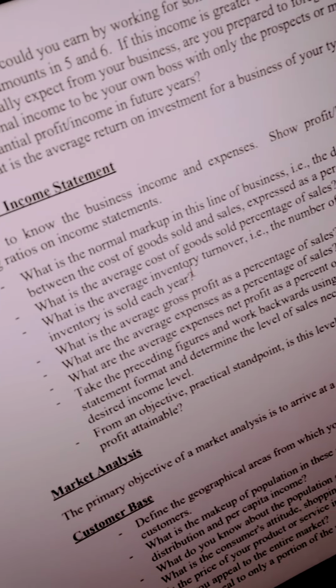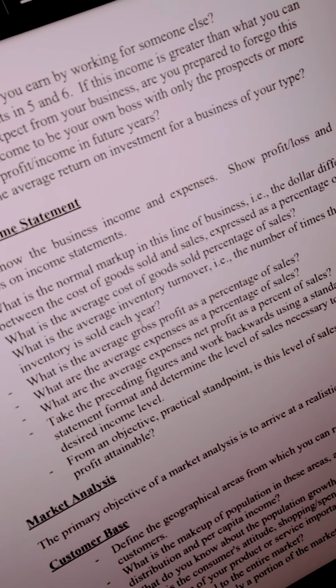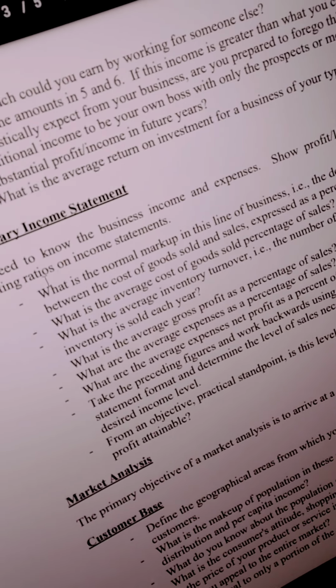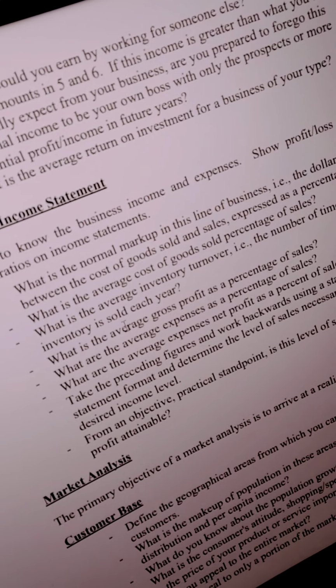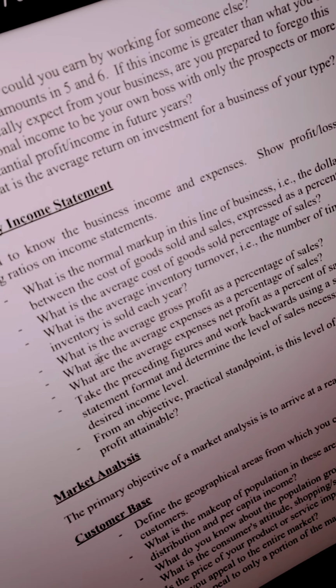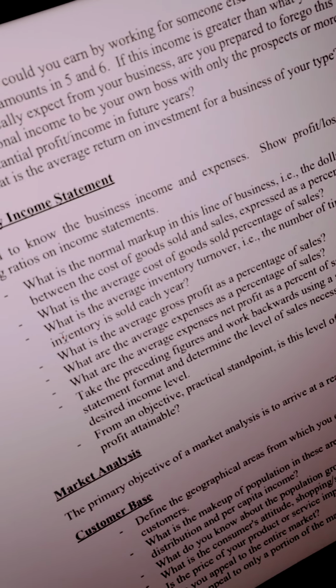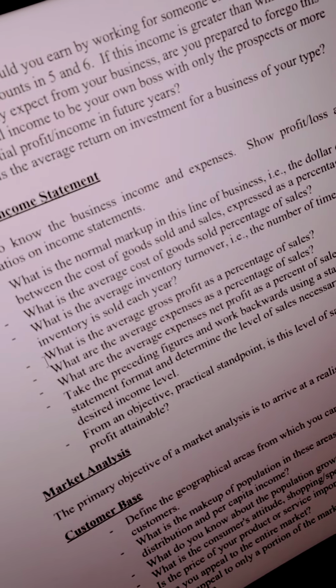What is the average inventory turnover, meaning the number of times the average inventory is sold each year? So this kind of isn't in effect for me right now because I'm not doing any of these things right now. Plus, I think what I'm doing is too innovative and different. It's more of a disruptive innovation.